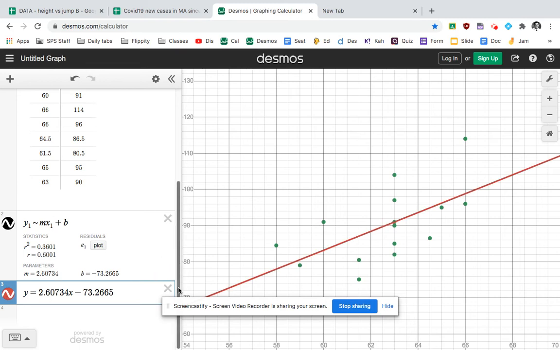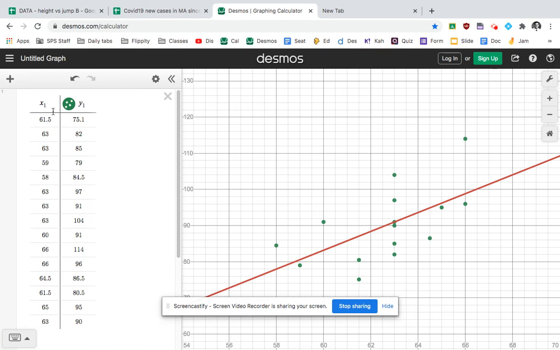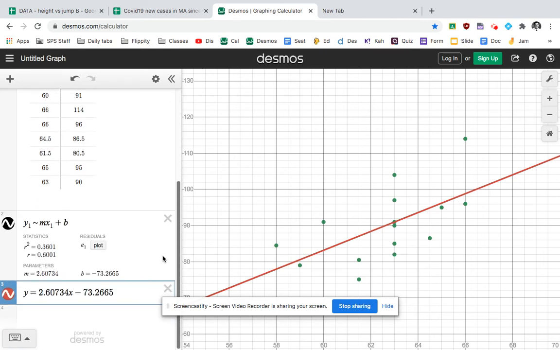And now what I'm going to do, right? So here's how you can use Desmos to make a prediction. So x is the person's height, if you look again at the top of the table right here. So let's say we had a really tall kid in our class that was 7 feet. 7 times 12 is 84 inches. So let's say I wanted to make a prediction of how tall a 7-foot student could jump.